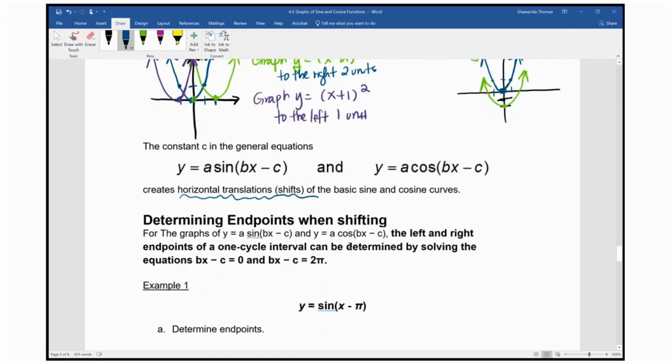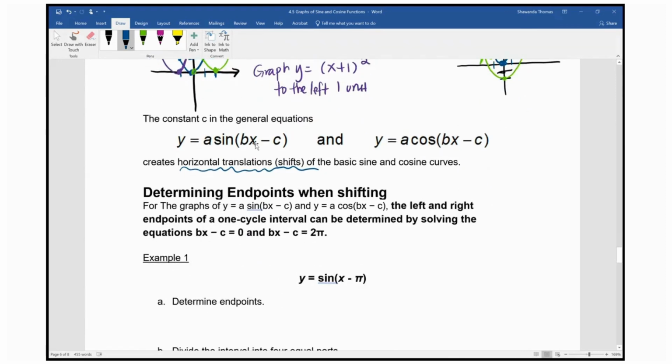It says determining endpoints when shifting. So when we have something going on, it's not just bx anymore. We have a minus c or a plus c. Then that means that we have some shifting going on, and we might have to use some more techniques to graph. So for the graphs of y equals a sine bx minus c and y equals a times cosine bx minus c, the left and right endpoints of a one cycle interval can be determined by solving the equations bx minus c equals 0 and bx minus c equals 2 pi.